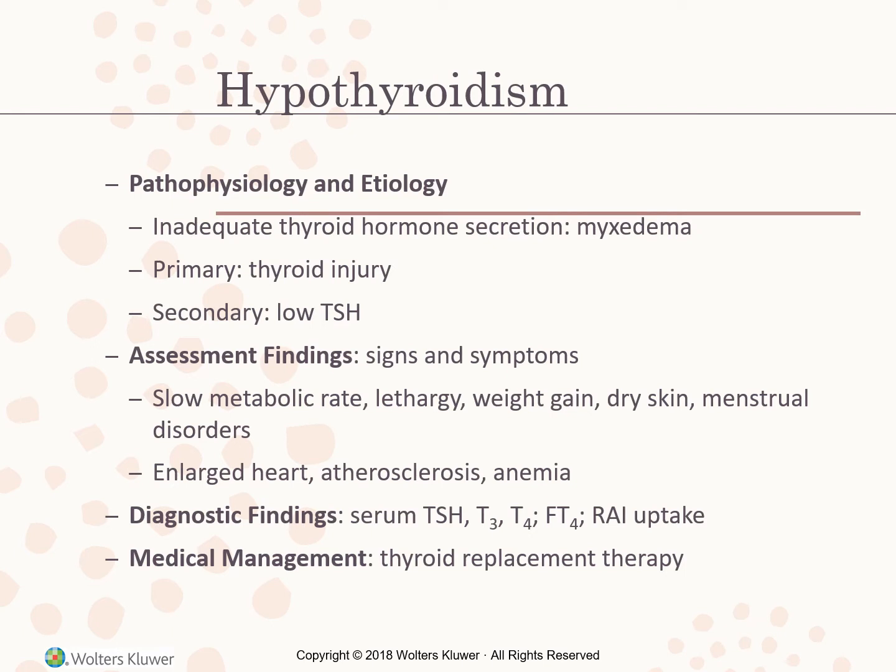Hypothyroidism occurs when the thyroid gland fails to secrete adequate thyroid hormones. So this condition can originate in the thyroid or in the pituitary gland, in which case insufficient TSH is secreted. Now, regardless of the cause, inadequate thyroid hormone secretion results in a slowing of all metabolic processes. So severe hypothyroidism is actually called myxedema.